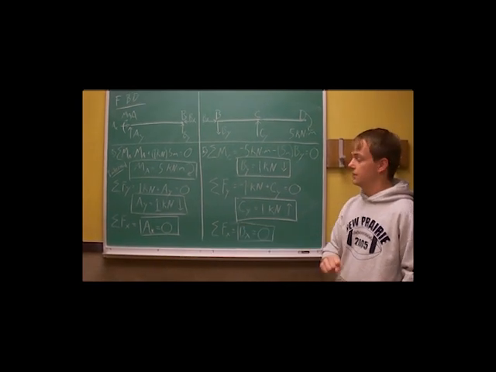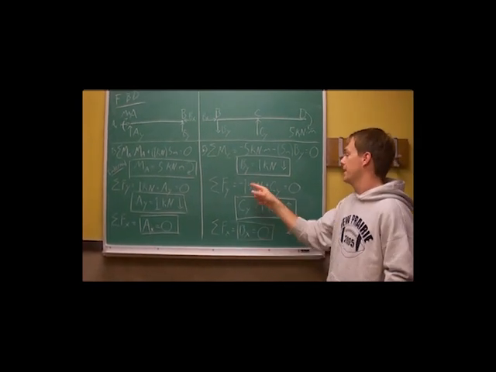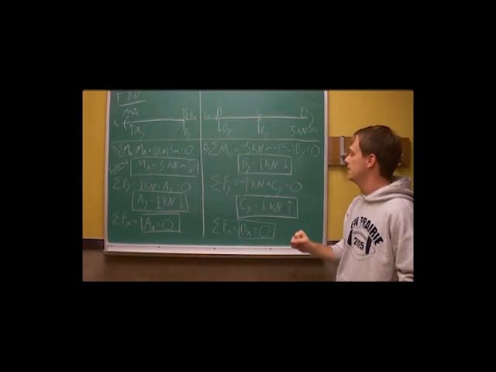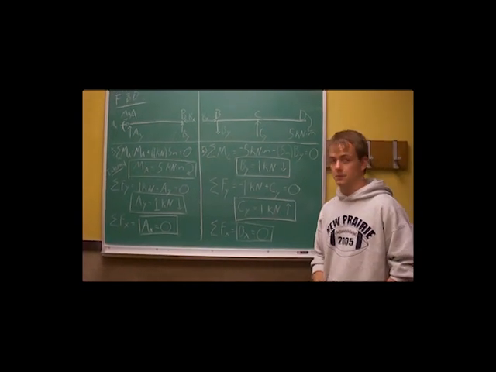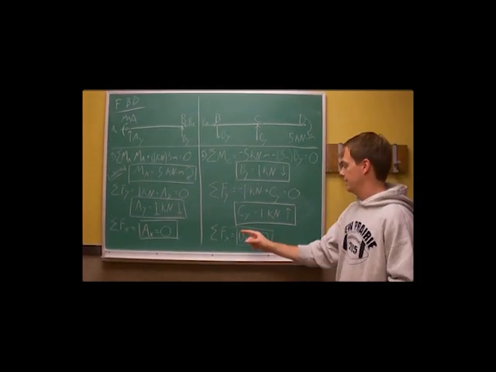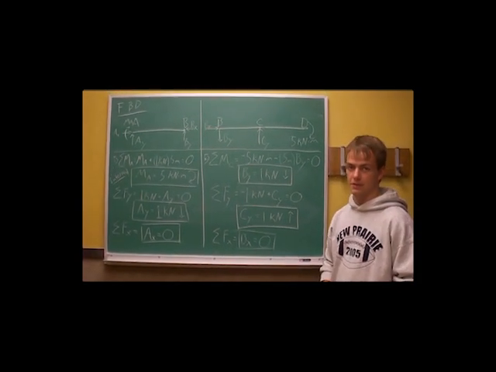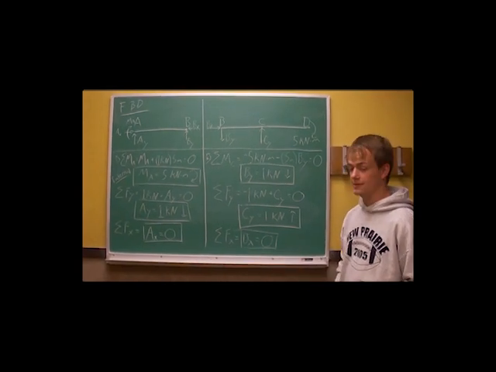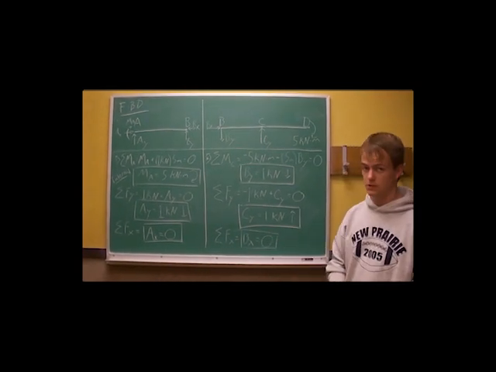Then we took the forces in the y, and we said that the minus 1 kilonewton from By plus Cy must be equal to 0. Therefore, Cy equals 1 kilonewton going upward. And then just for the sake of thoroughness, we said the sum of the forces in the x is equal to Bx, which is equal to 0.